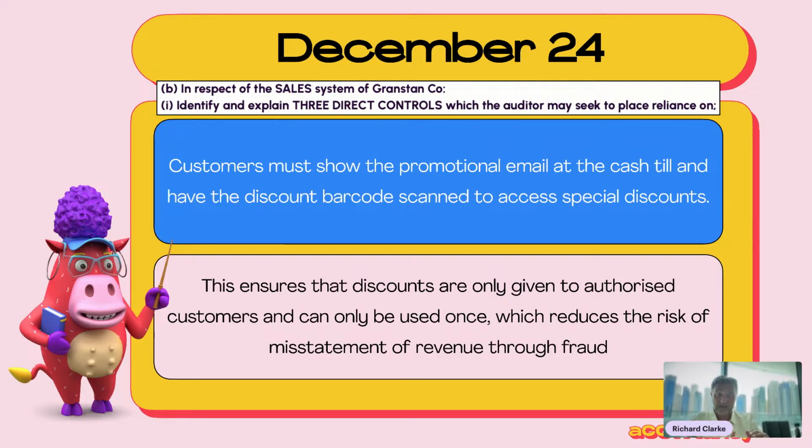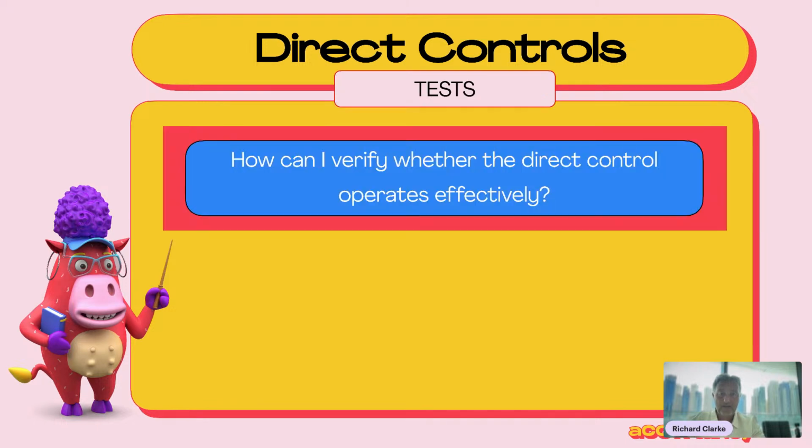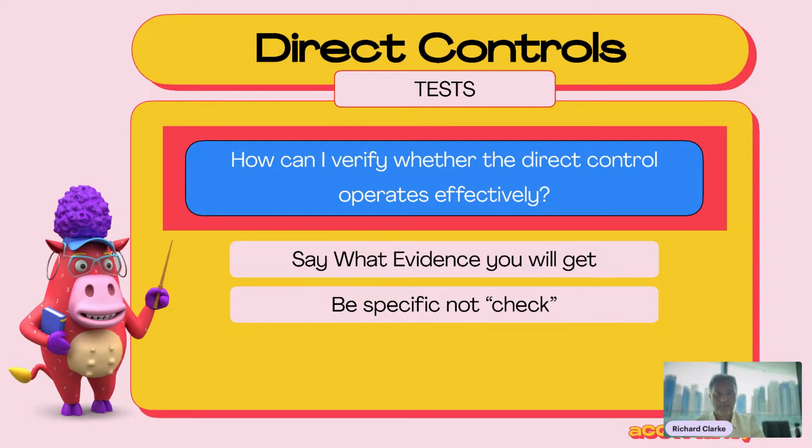See what she's done again. She's added in the effect on the financial statements, reduces the risk of misstatement of revenue through fraud. Okay, because they're making sure that not anybody's getting a discount and changing the discount or whatever. Half a mark, and then you've got to think, right, how do I test it? How can I verify that all that is actually happening?